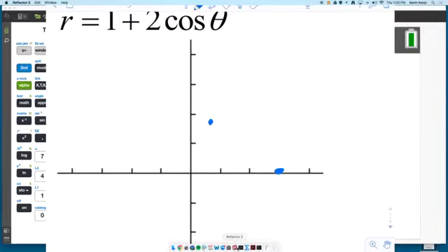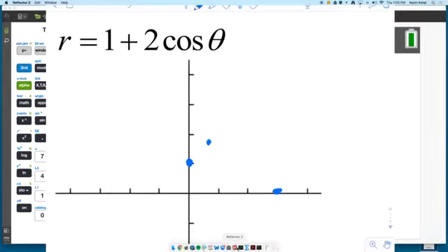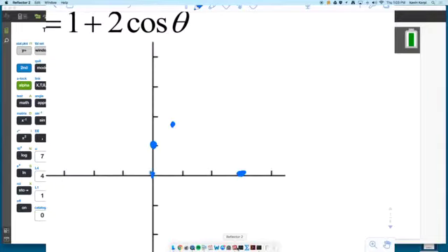And then due north is pi halves. What's cosine of pi halves? 0 plus 1 is 1. So we're right there. Rotating over here, we have 2 pi thirds. Cosine of 2 pi thirds, negative a half times 2, negative 1. Negative 1 plus 1 is 0. Oh boy. Okay. We have hit a polar 0 now at 2 pi thirds, not at pi.